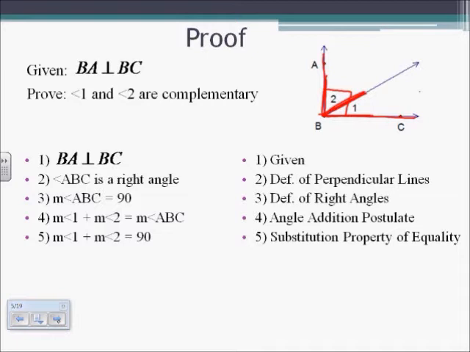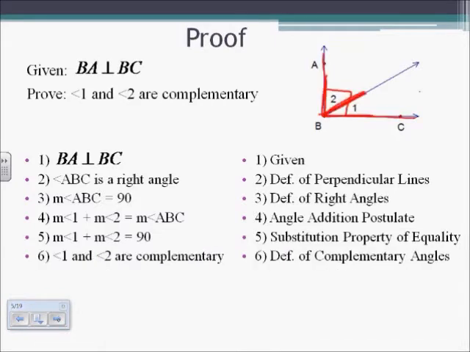What does it mean to be complementary angles? It means that the two angles add up to 90. We showed that angle 1 and angle 2 equal 90 degrees. So therefore, we have complementary angles by the definition of complementary angles. Again, this is a pretty important proof from this section, and you will have to know it in and out for our test coming up.